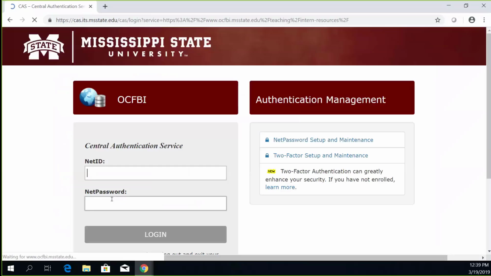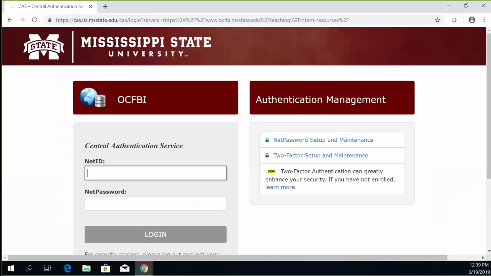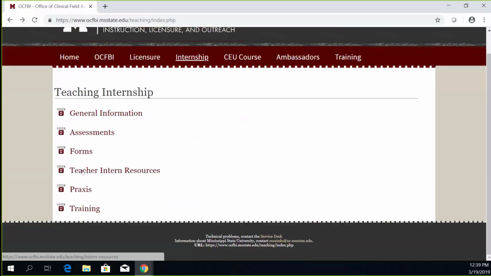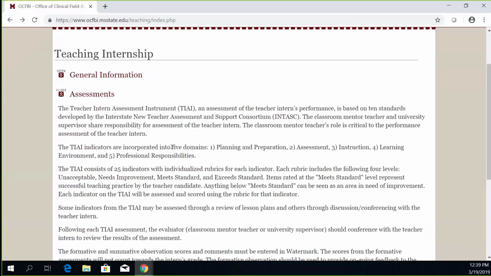You have resources that'll help. It goes into a net ID. They won't let you do anything; you have to log in to get that. They have training and elements like that. The big thing is the TIAI. The TIAI used to be called the STAI, the Student Teacher Assessment Instrument. However, due to the fact that some people are an alternate route, they're not student teachers. They're just interns. So they changed it to the Teacher Intern Assessment Instrument.